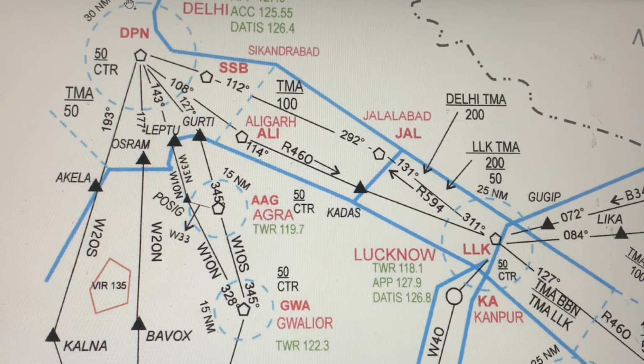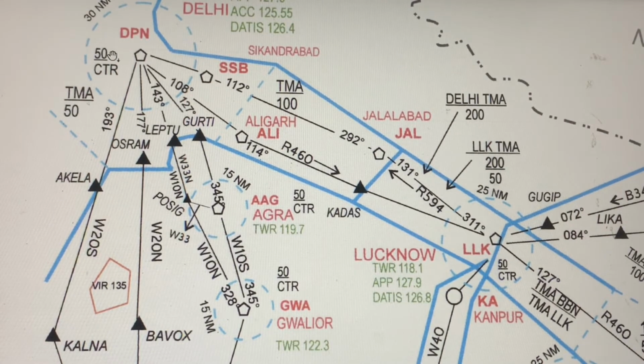Next, we have discussed what this dotted line is. This is your control zone up to 5,000 feet. That means the coverage of this control zone is from the ground up to 5,000 feet, and up to a horizontal range of 30 nautical miles. That's why 30 nautical miles is written here.